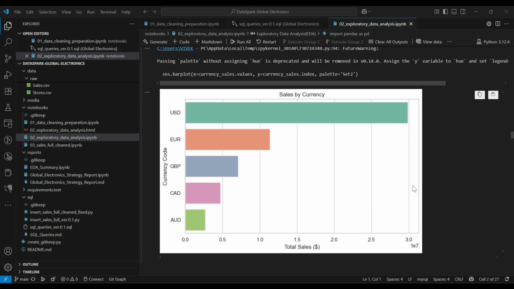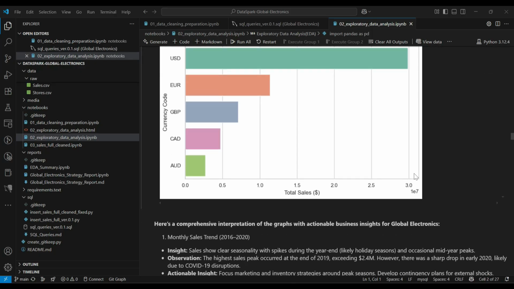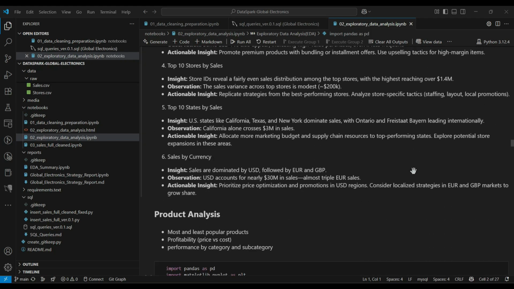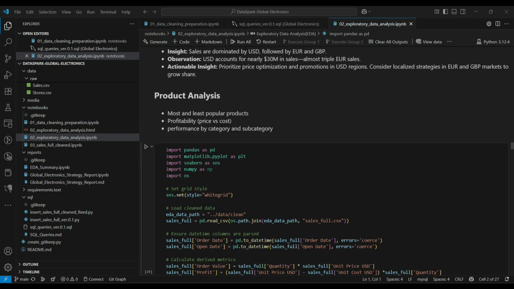Sales by currency. Insight: sales are dominated by USD, followed by Euro and GBP. Observation: USD accounts for nearly $30 million in sales, almost triple Euro sales. Actionable insight: prioritize price optimization and promotions in USD regions. Consider localized strategies in Euro and GBP markets to grow share.